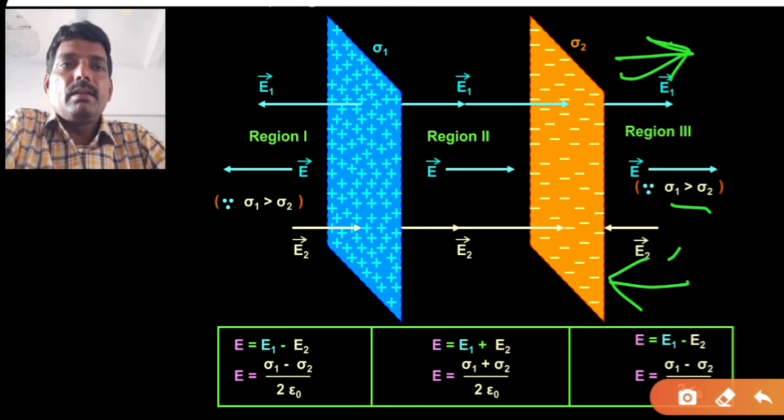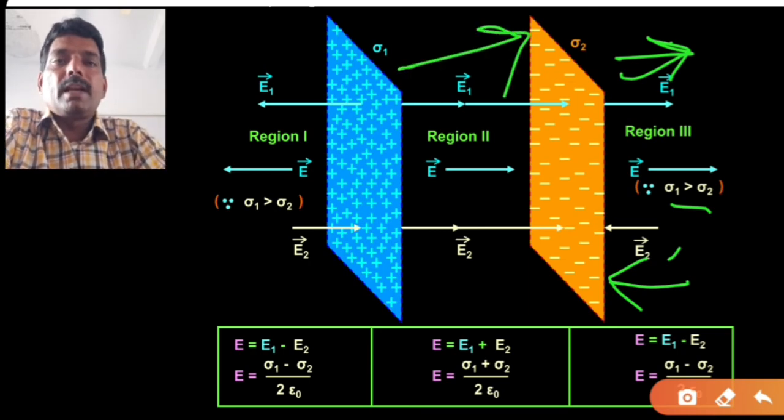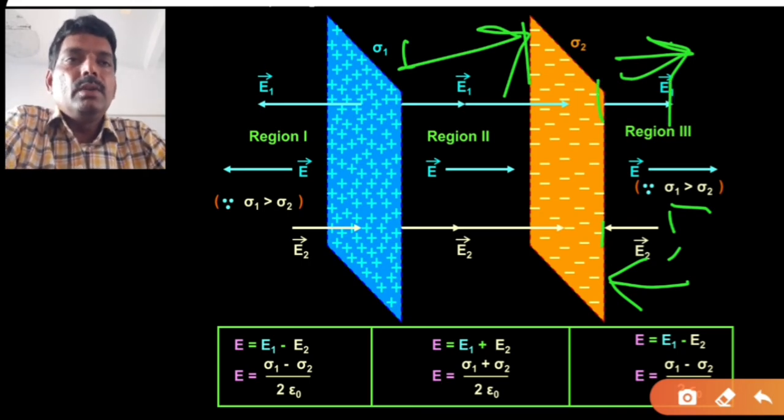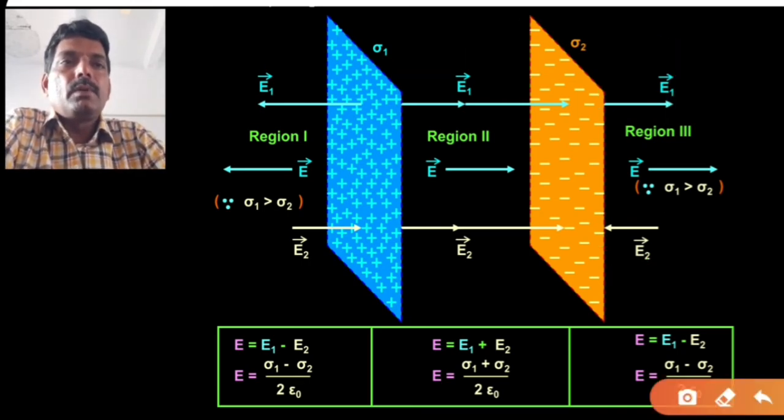जो भी यहाँ पे एरो की लेंथ दिखाई है, that indicates the magnitude. So E2 की कम दिखाई है, E1 की ज़्यादा दिखाई है, लेंथ ऑफ द एरो ये जो लेंथ है वो ज़्यादा दिखाई है, तो ये कम है और ये ज़्यादा है, इसलिए E1 is greater than E2 and they are opposite in direction, therefore they will be subtracted. So resultant electric field E is equal to E1 minus E2, and therefore you will get sigma 1 minus sigma 2 upon 2 epsilon naught.